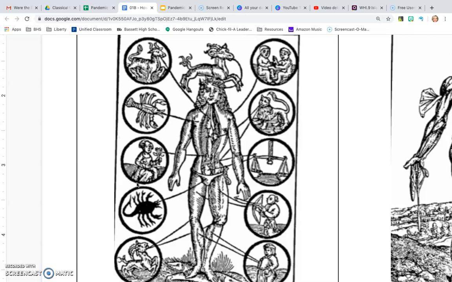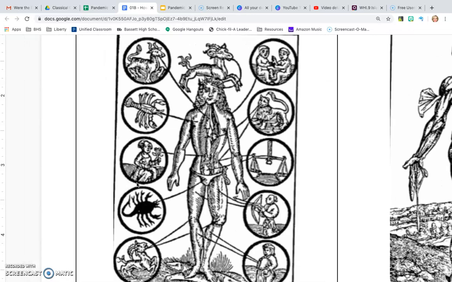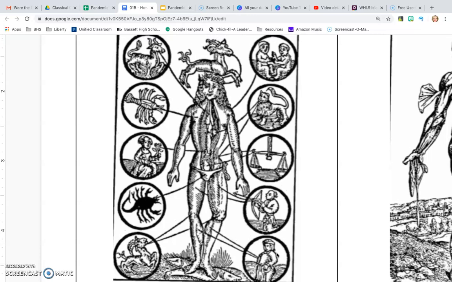You can see that it doesn't really have a lot of that muscle tissue that we know is running along, like they have in the Renaissance picture to the right there. But we also have all these pictures along the sides that help us understand where different parts of the body function and why they functioned the way they did. So if you haven't already figured it out, these different things along the side are the astrological signs.